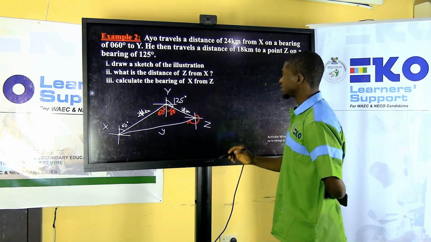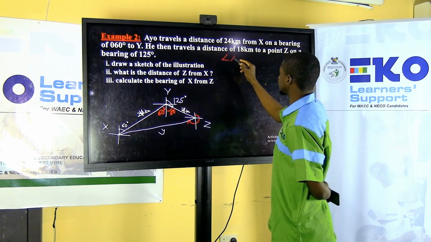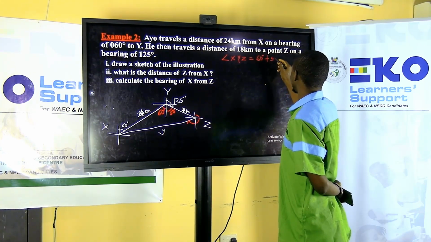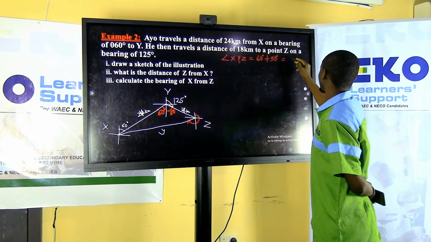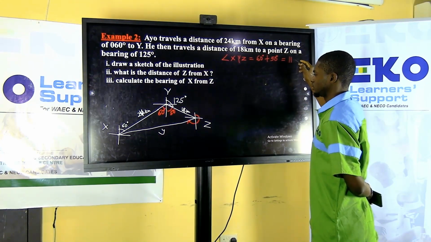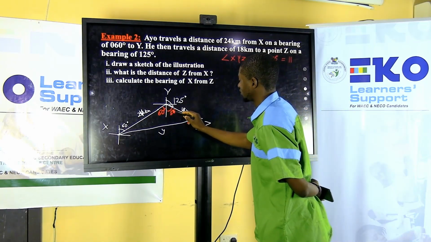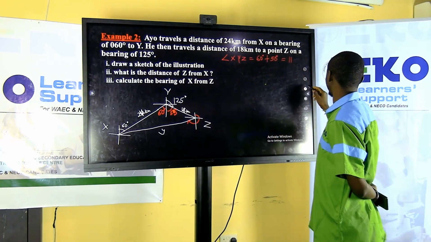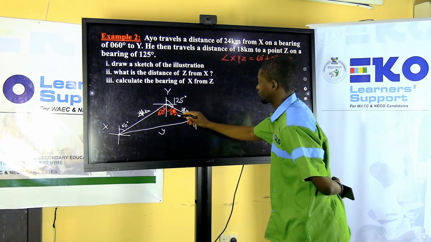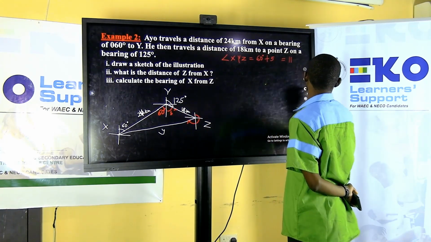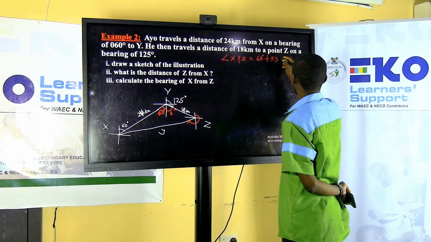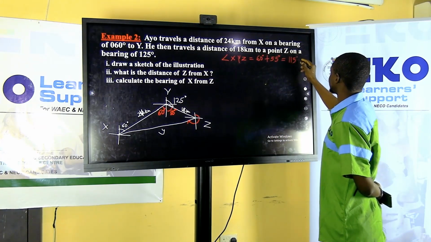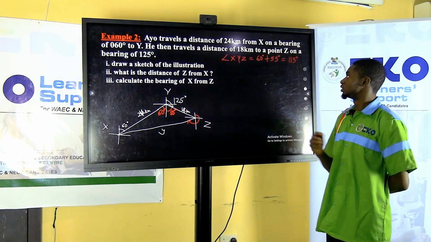So we can say from this, angle XYZ will be equal to 60 degrees plus 55 degrees, sorry, not 50 degrees, 55 degrees. Because 125 plus 55 should give us 180. So 55 degrees. Let's take note of that. Let me write. Good. So if we add this together, that's 115 degrees. Now this angle is 115 degrees.